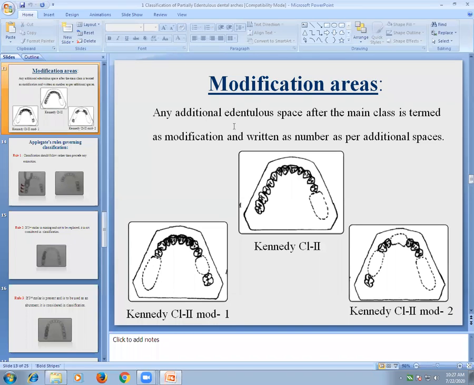That is any additional edentulous space. When an additional edentulous space is present, you can name it as modification 1. It is termed as a modification and written as a number as per the additional spaces. As in this classification you can see two additional spaces here. That's why Kennedy's class 2 modification 2. Same cast is here. You can see two additional spaces here. That's why modification 2. In this diagram, you can see one edentulous space is there. That's why modification 1.